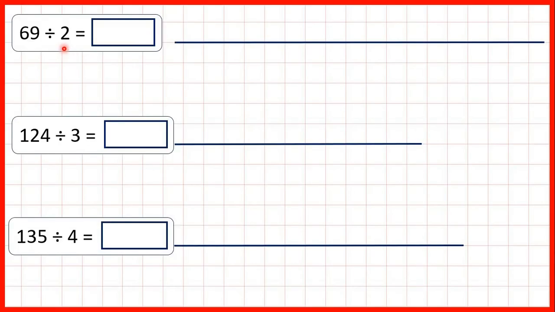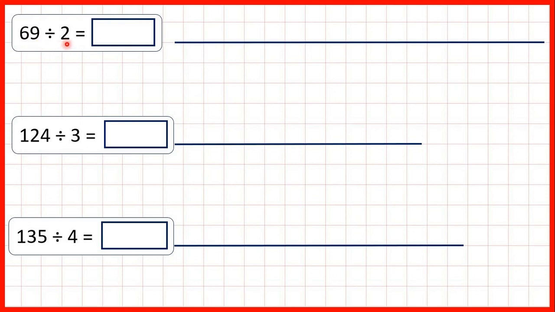Now we're going to divide by chunking on a number line, and for these questions we're going to get remainders. Now first we have 69 divided by 2. We can tell straight away that we're going to get a remainder because all multiples of 2 end in 2, 4, 6, 8 or 0, and we have 69.